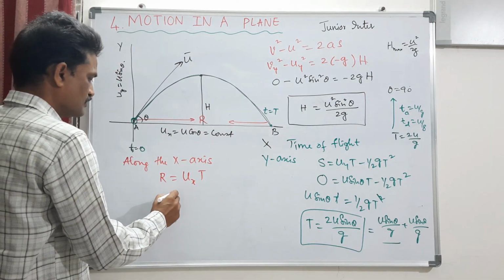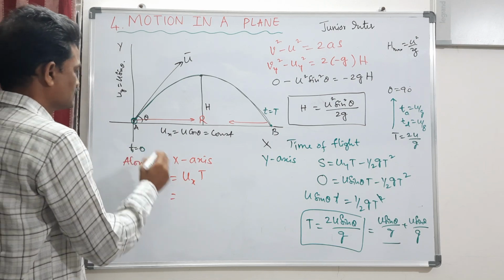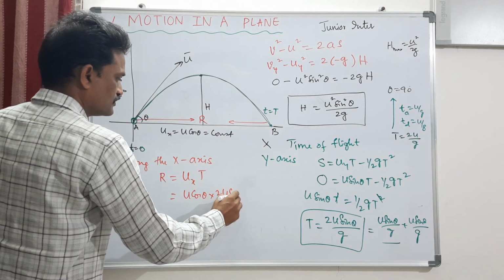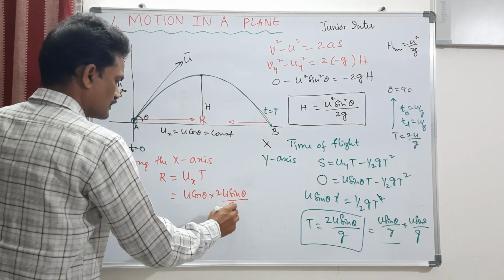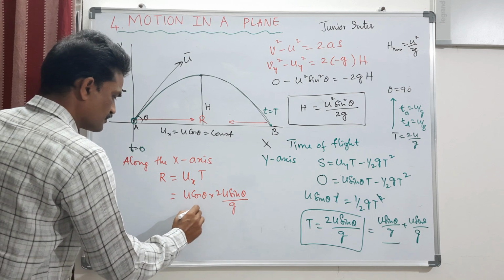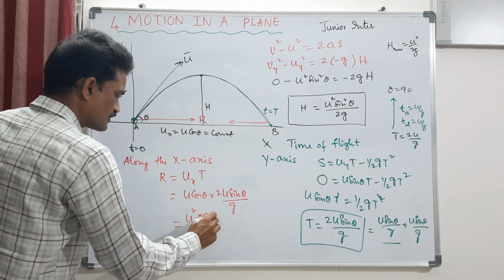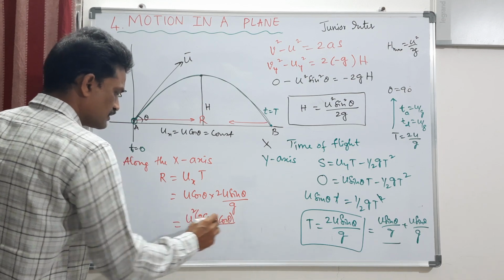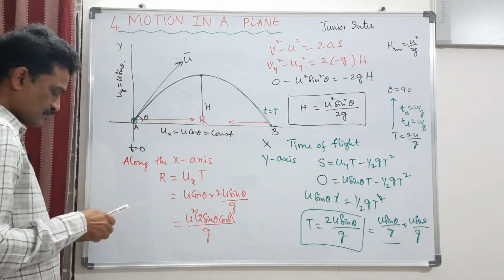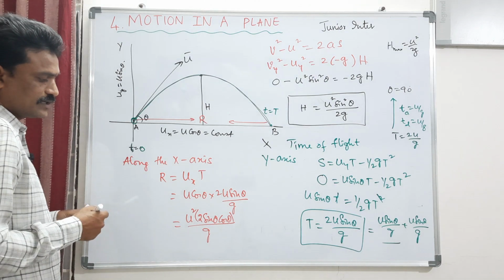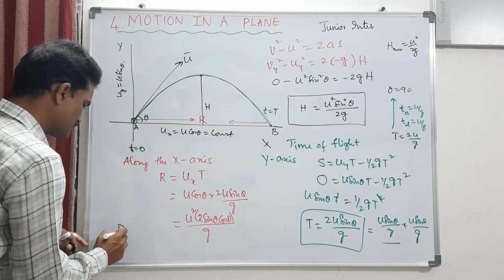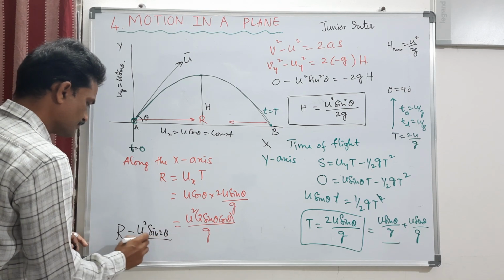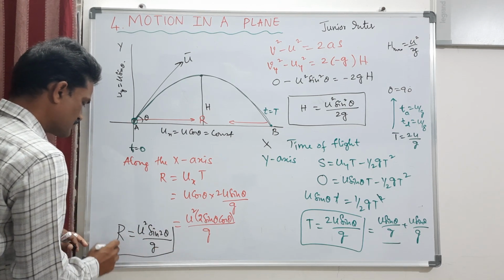So if you write ux value, ux is u cos theta, t is equal to 2u sin theta by g. So this can be written as u square 2 sin theta cos theta divided by g. So this 2 sin theta cos theta in trigonometry is called sin 2 theta. So this r is equal to u square sin 2 theta by g. So this is the expression for range.